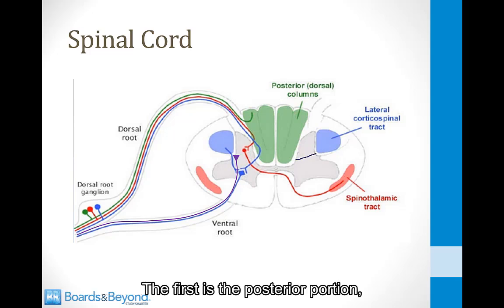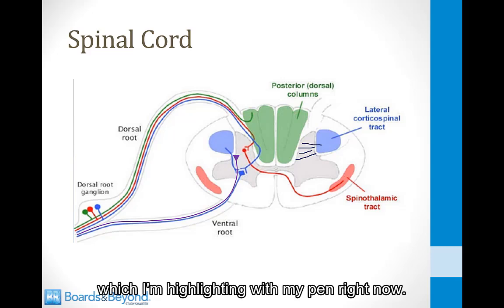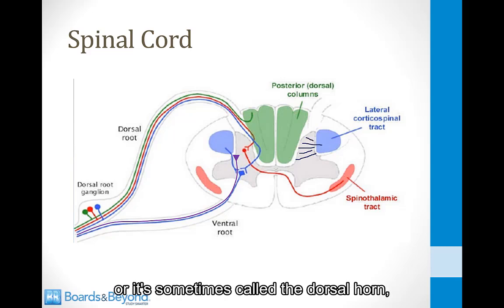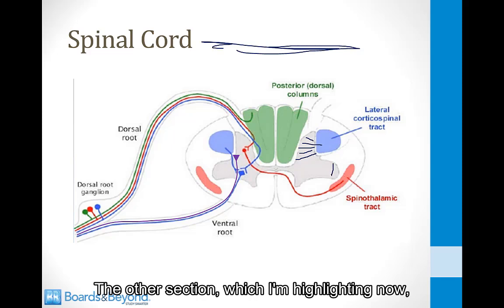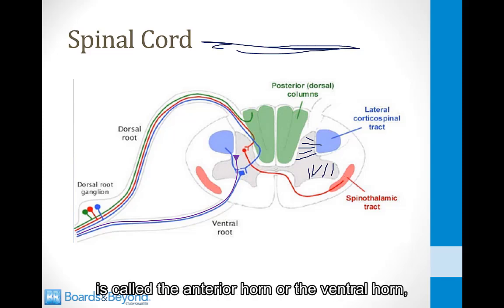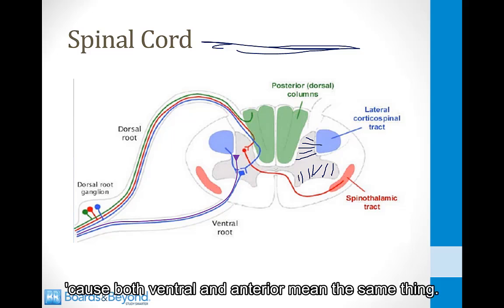The first is the posterior portion, which I'm highlighting with my pen right now. This is called the posterior horn, or it's sometimes called the dorsal horn, because remember, dorsal means posterior, and this is the posterior of the body back here. The other section, which I'm highlighting now, is called the anterior horn, or the ventral horn, because ventral and anterior mean the same thing.